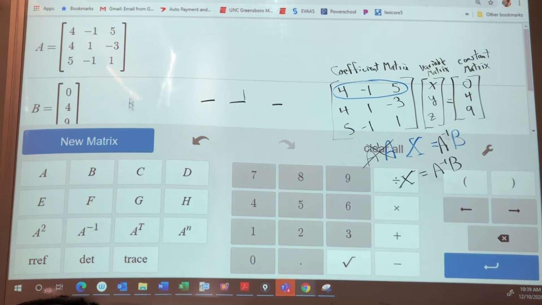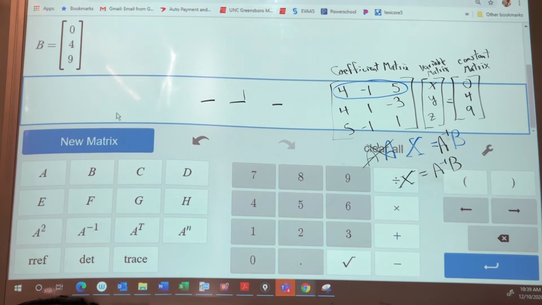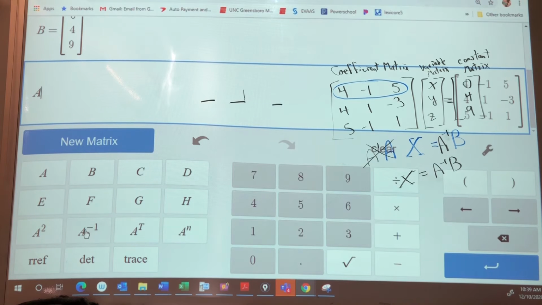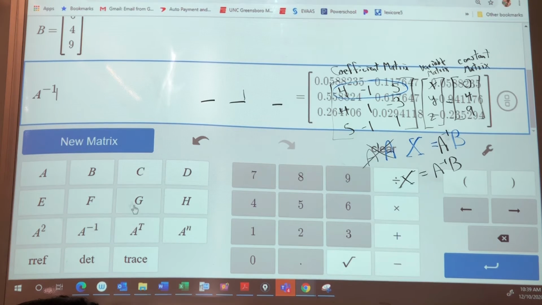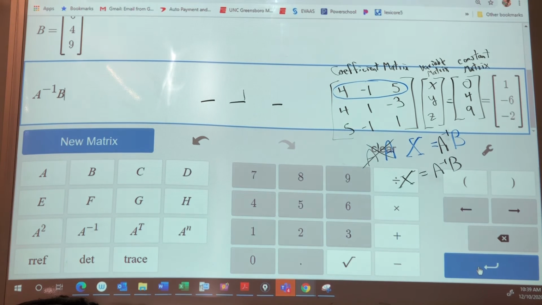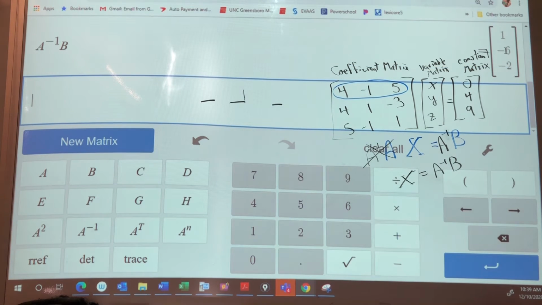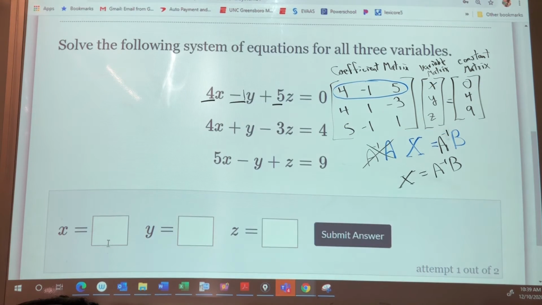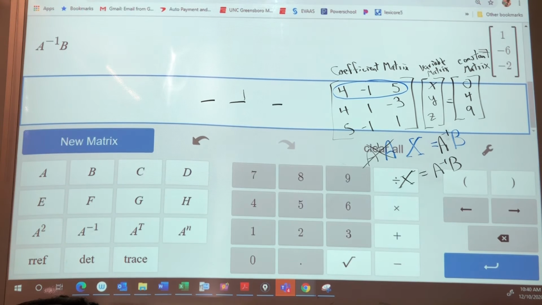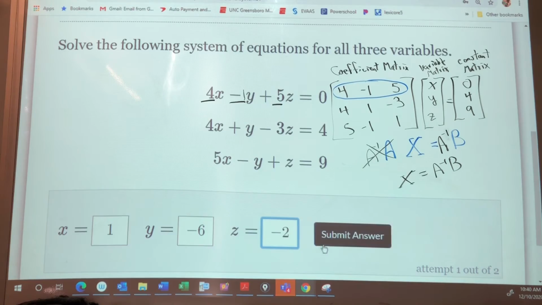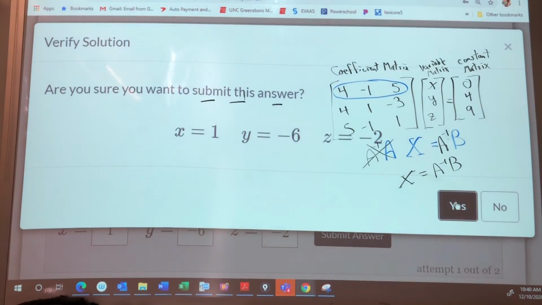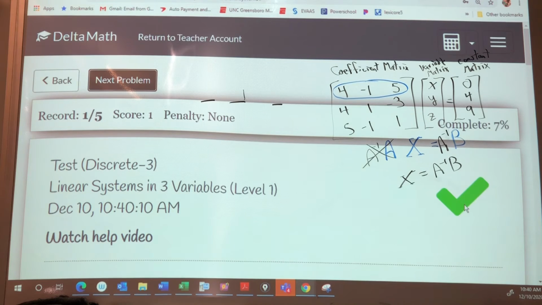If you recognize, I have matrix A and matrix B in there, and now in order to solve I need to do A inverse B. So A, and then I'm going to go down here where it says A to the negative 1, that's going to give me inverse, and then matrix B. And then when I hit enter, it gives me the answer: 1, negative 6, negative 2. So I go back here. 1, negative 6, and negative 2. Just double check. Submit my answer, and we got it right. Fantastic.